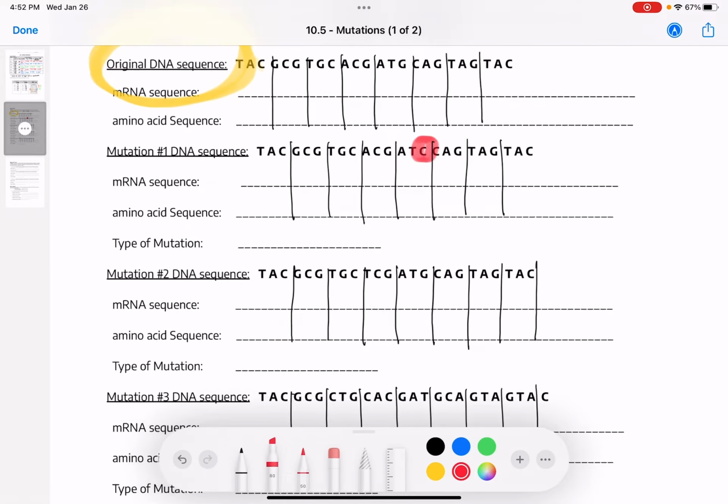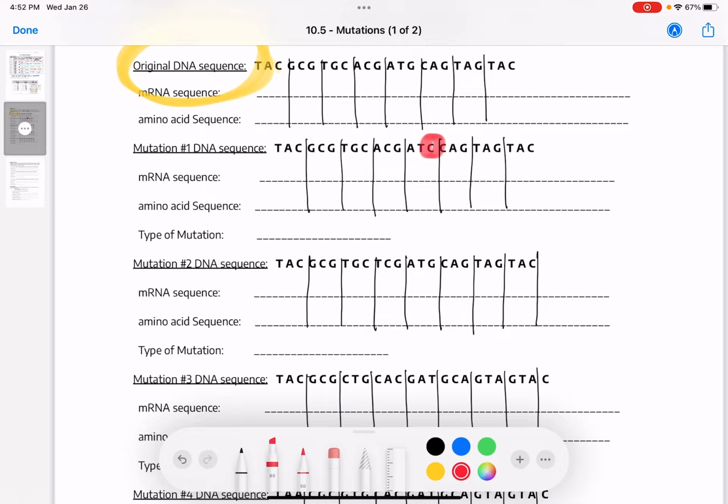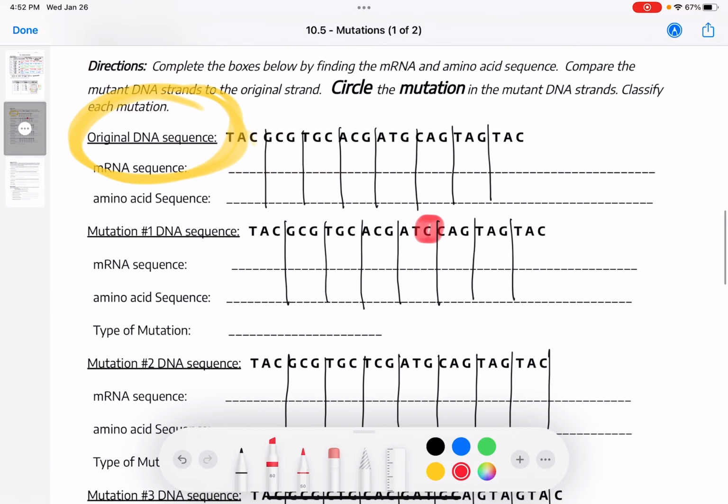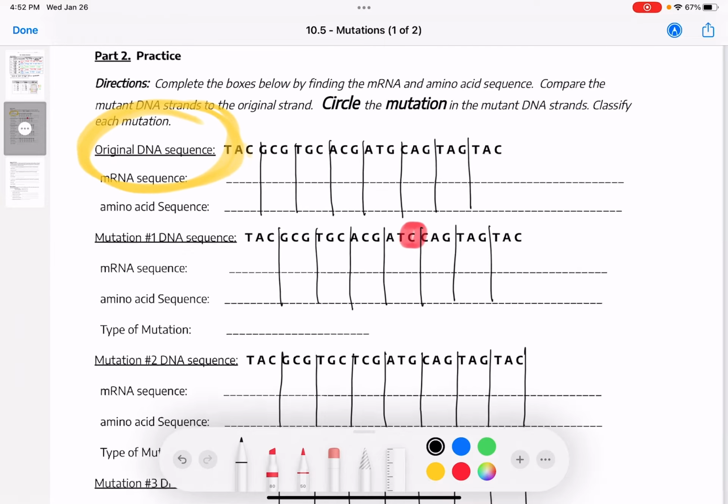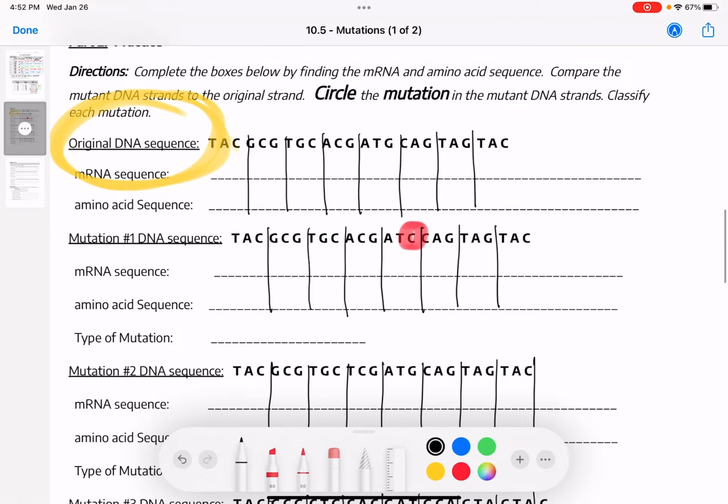Now I'm going to do the same exact thing for all of these. Just kidding. Y'all are going to do that on your own. I'm not going to fill out all of this because you can do that on your own. I'm just going to fill out this one. I've identified my mutation just to demonstrate how you're supposed to go about this.